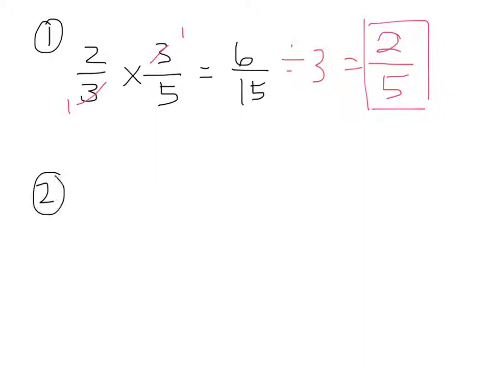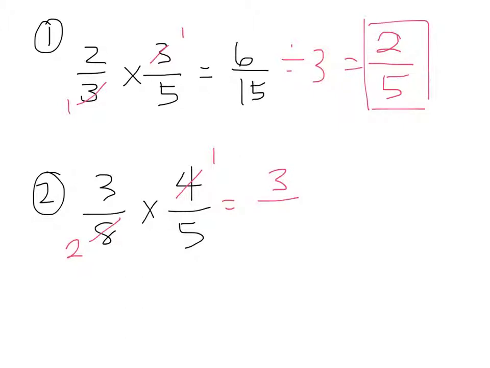All right, let's look at number 2. We have 3/8 times 4/5. Okay? So let's try way 3 this time. So 3 and 5, can I reduce there? No, right? But what about 4 and 8? Can I reduce there? Yes. So what does 4 become? 1. And 8 becomes 2. Now I multiply across. 3 times 1 equals? 3. And 2 times 5 equals? 10. Is it in simplest form? Yes.